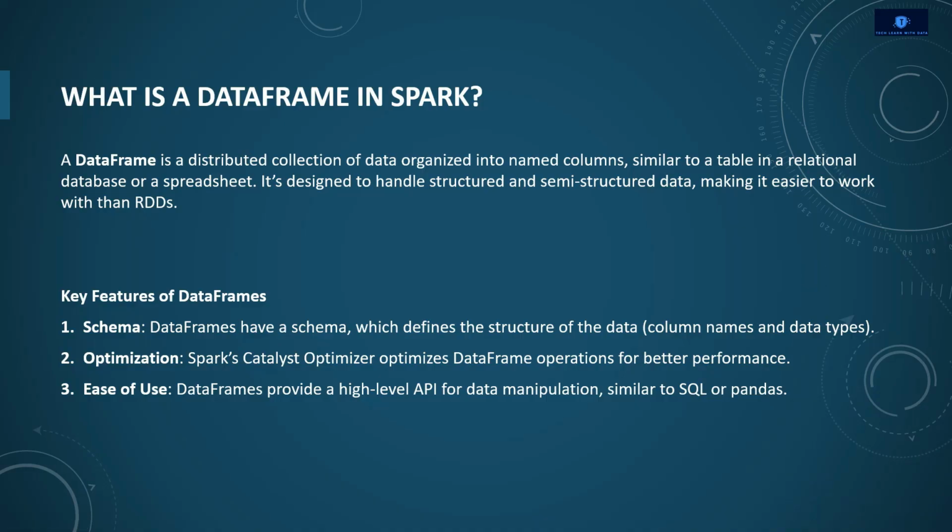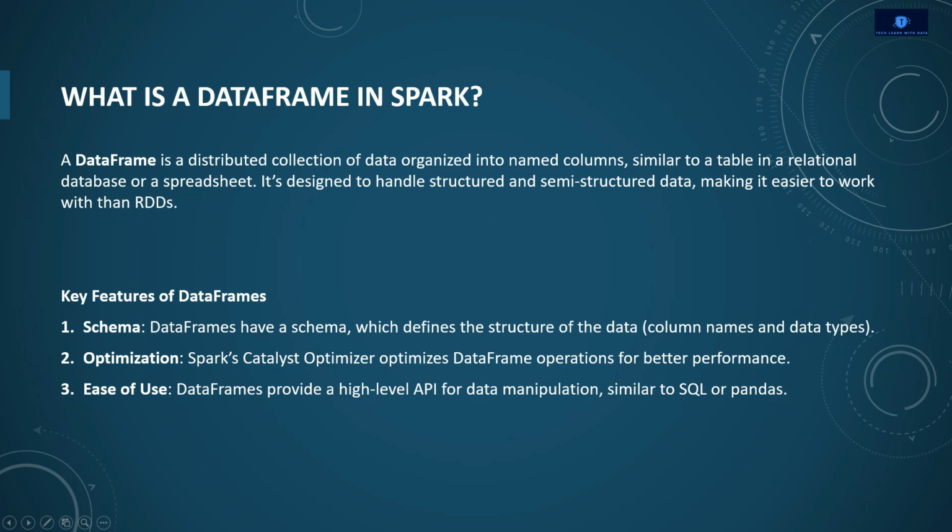So what is a DataFrame in Spark? A DataFrame is a distributed collection of data organized into named columns, similar to a table in a relational database or a spreadsheet. A DataFrame is also designed to handle structured or semi-structured data, which makes it easier to work with than RDD.